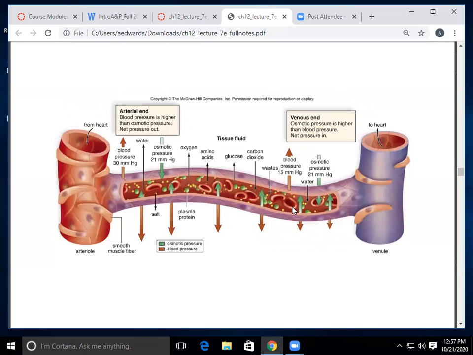All right, so here's an illustration, shows you an arteriole and a venule. And we haven't really covered that yet, but venules are small veins. And in the middle, we have a capillary. So the end of the capillary closest to the arteriole is called the arterial end. And there, you have blood pressure that's higher than the osmotic pressure. And osmotic has to do with just the difference in concentration of water on either side of that membrane.